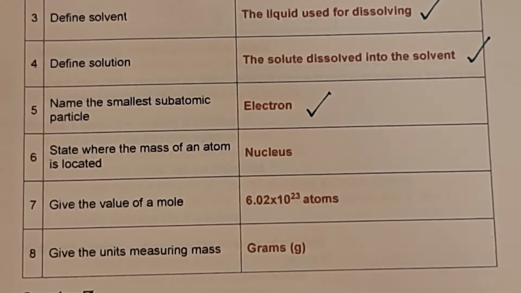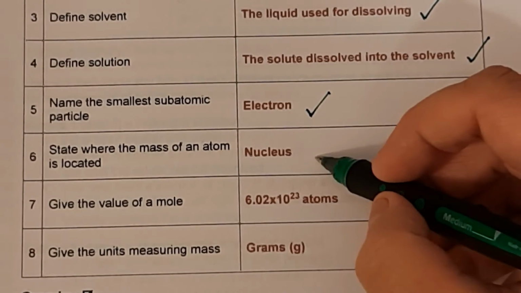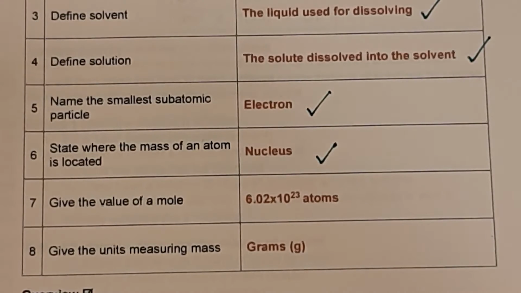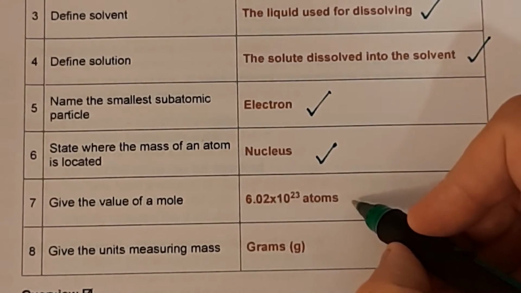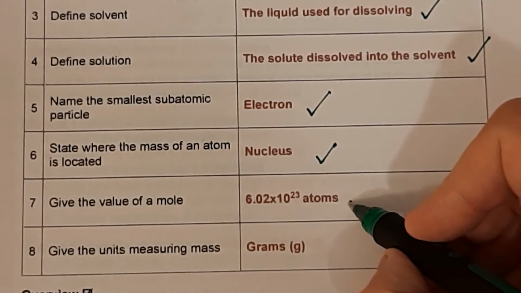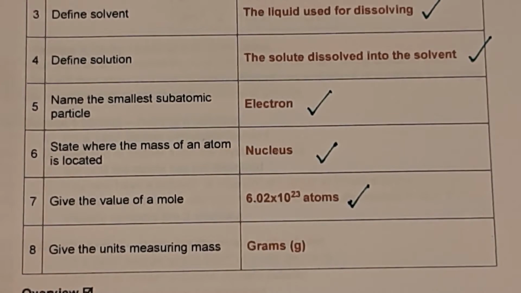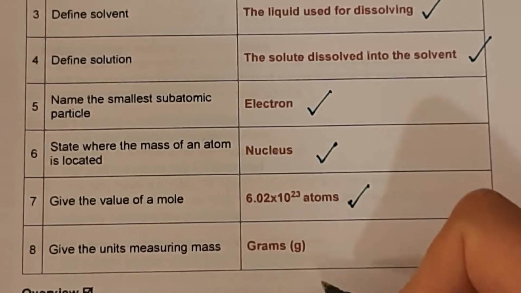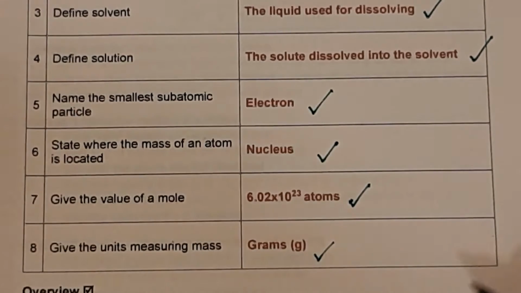Question 6. State where the mass of an atom is located. That's the nucleus. Question 7. Give the value of a mole. That's 6.02 times 10 to the 23, and we usually add the phrase atoms afterwards to be clear that we're talking about atoms. Question 8. Give the units measuring mass. Well, that's grams or lowercase g. So if you could give yourself a mark out of 8 for that, please.